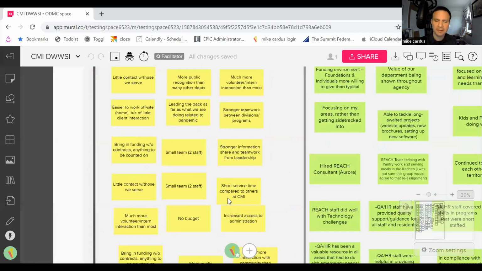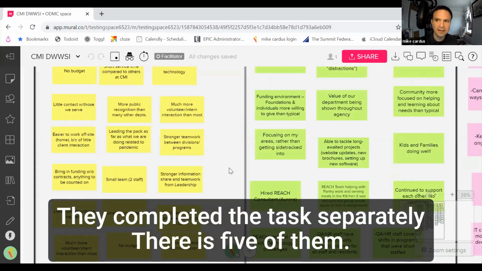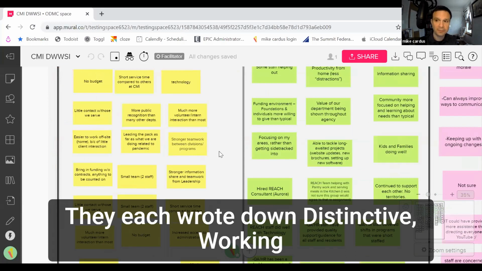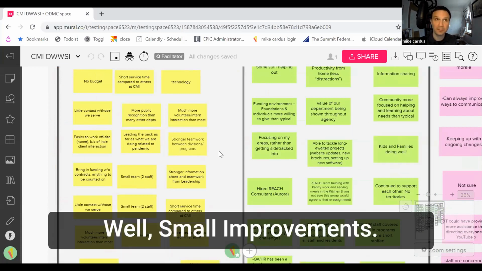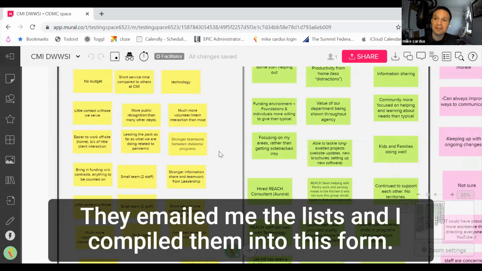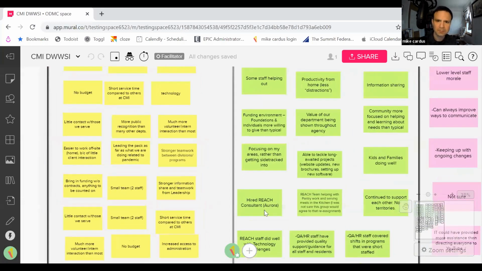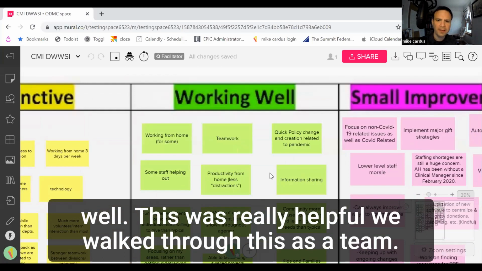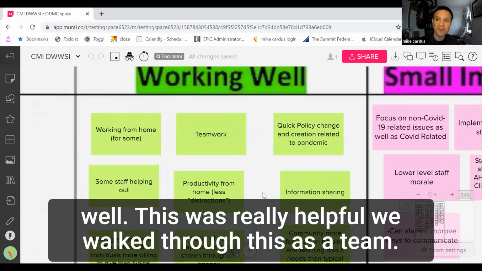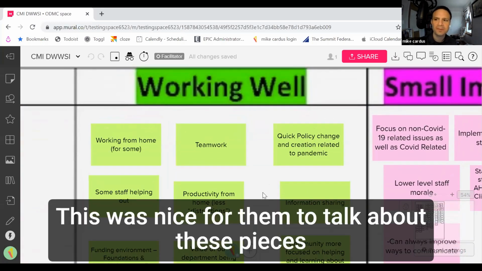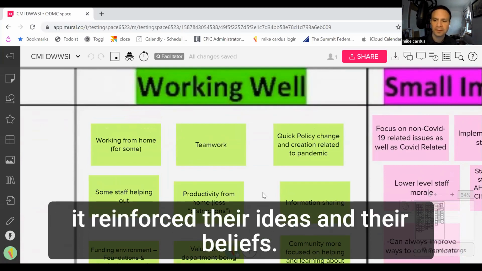We got together, they completed the tasks separately. There were 5 of them. They each wrote down distinctive, working well, small improvements. They emailed me the lists, and I compiled them into this form. Things that are working well. This was really helpful when we walked through this as a team. This was nice for them to kind of talk about these pieces. It reinforced their ideas and their beliefs.